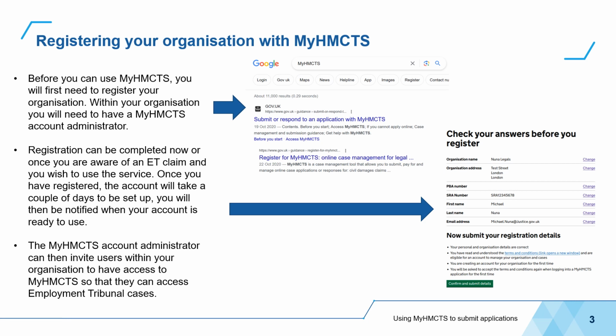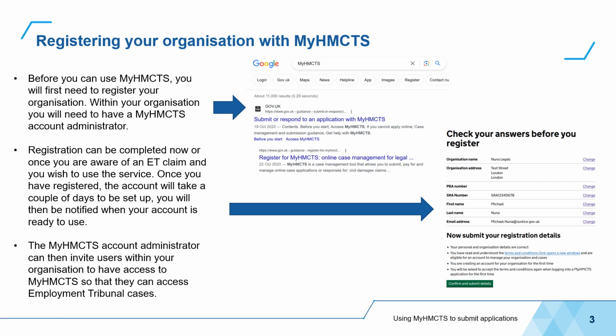Before you can use MyHMCTS, you will first need to register your organisation. Within your organisation, you will need to have a MyHMCTS account administrator. Registration can be completed now or once you are aware of an ET claim and you wish to use the service. Once you have registered, the account will take a couple of days to be set up. You will then be notified when your account is ready to use.